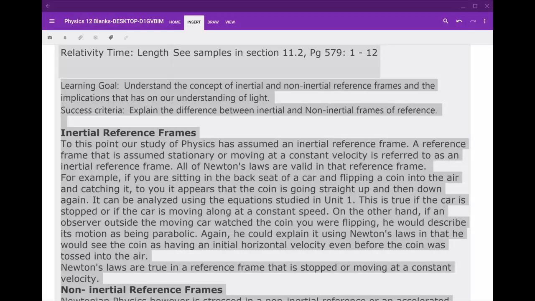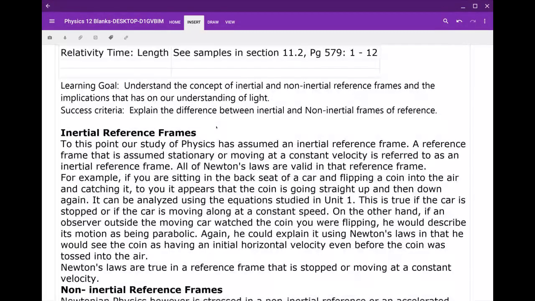All right, so we are looking at the special relativity section in the Physics 12, right? So what we're first going to be taking a look at is, well, let's look at our learning goals here today. So we have to understand the concept of inertial and non-inertial reference frames and the implications that it has on our understanding of light, okay? And then we just have to explain the difference between these two.